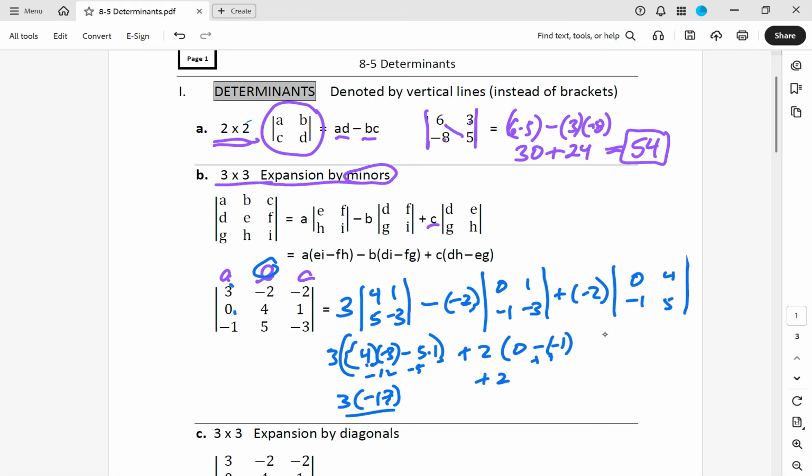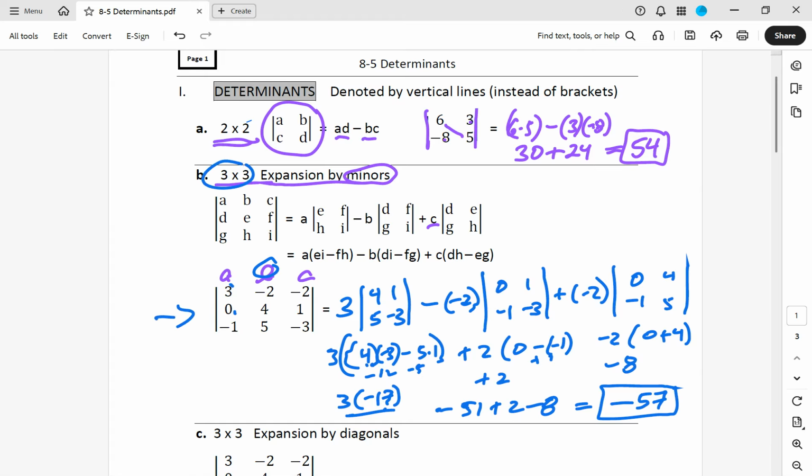On this one, we'll have negative 2 times 0 times 5, so that's just a 0 there. That's nice. And then minus negative 4 times negative 1 is negative 4, but it's going to be plus 4. So that's going to make this a negative 8. So let's multiply this 3 times negative 15, that's negative 45, plus 2 minus 8, and that equals negative 57. That's the answer for the determinant of this particular 3 by 3.